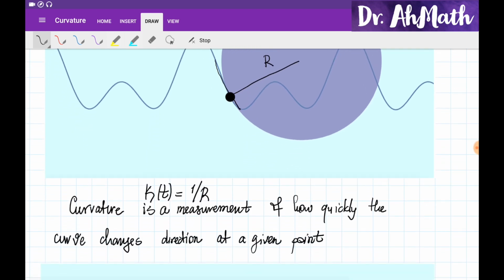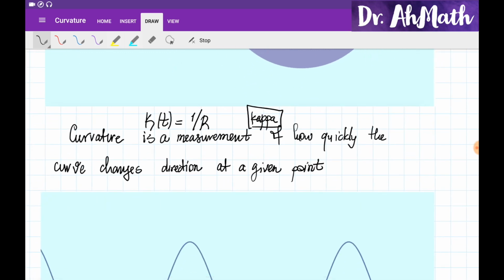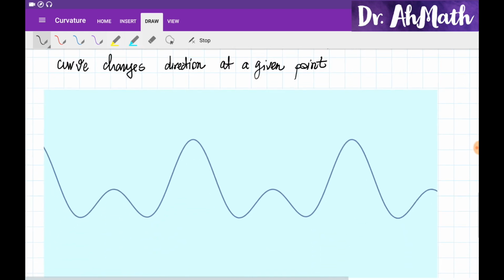So we are going to denote the curvature using this letter kappa. Geometrically, conceptually, we're going to define this as 1 over r. So curvature is a measurement of how quickly the curve changes direction at a given point. Now let's try to define the formula for the curvature.